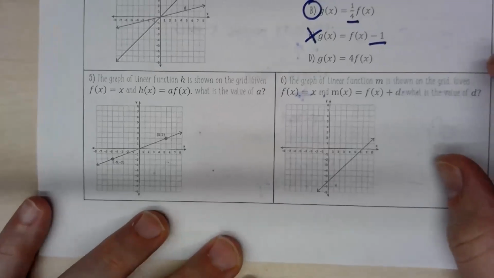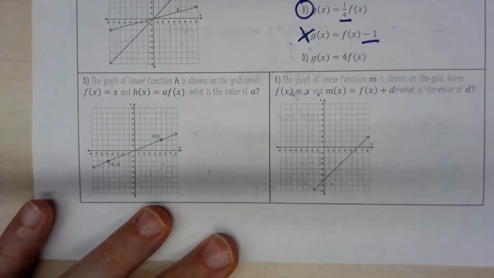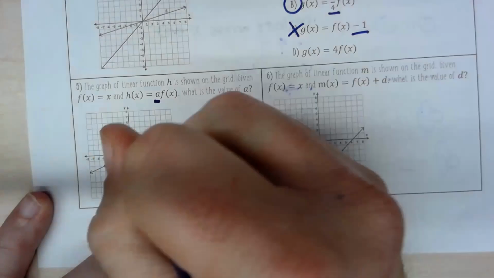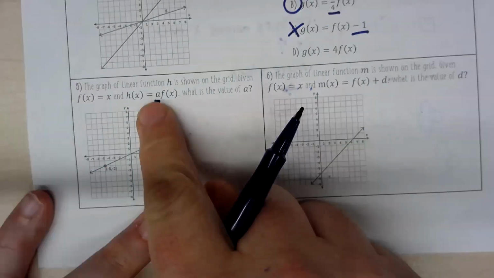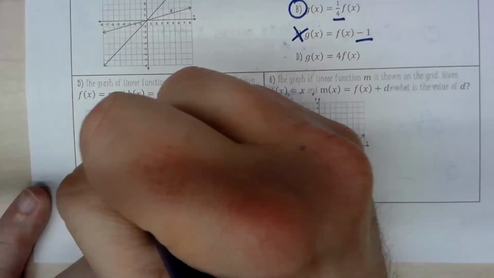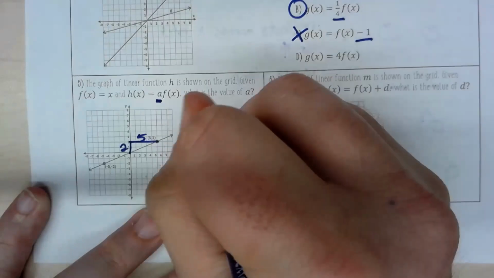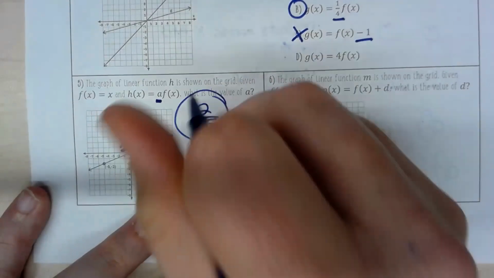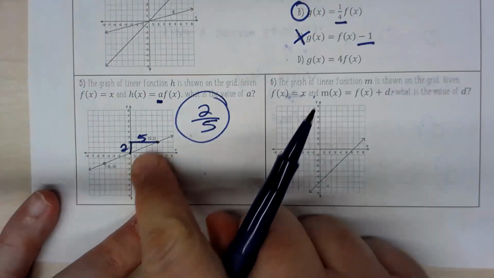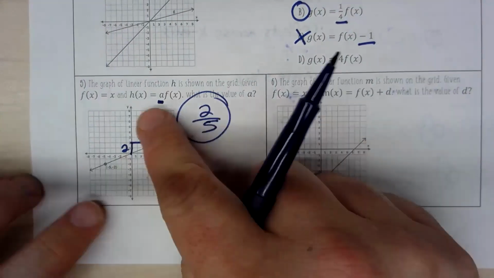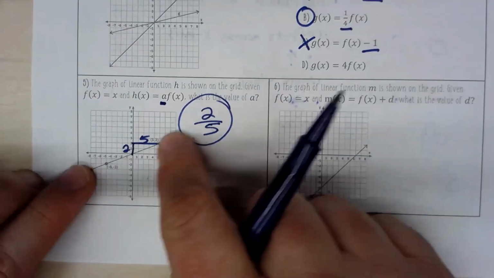All right, last 2. The graph of linear function h is shown in the grid, given f of x equals x and h of x equals a f of x. What is the value of a? So what do we multiply by to get our new function? Remember, f of x is x, so it would just be a slope of 1. So a is the slope of our line. So let's see, how do I get from this point to this point? I go up 2 and over 5. So our slope is 2/5. So that is our a value. What did I multiply to get this one? Well, I took my f of x equals x, and I multiplied it by 2/5. So that made it more flat, less steep.